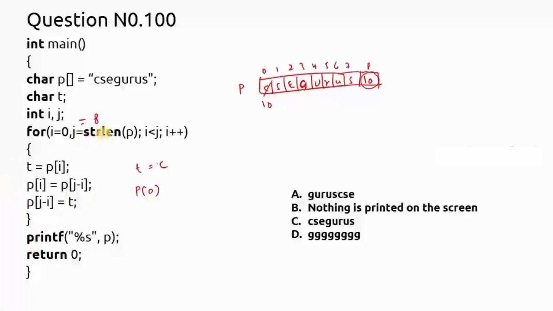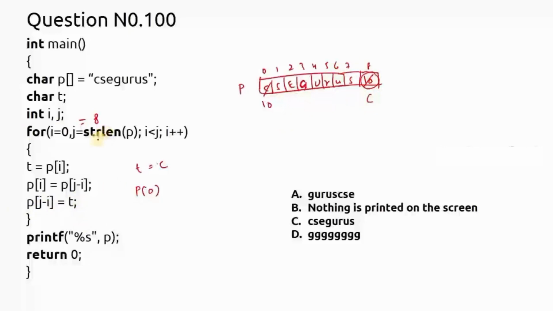Now you can go here, next value of i. Of course you can see p of j minus i. What is j minus i? 8 minus 0, that is p of j minus i is c. That means you are replacing this with c.